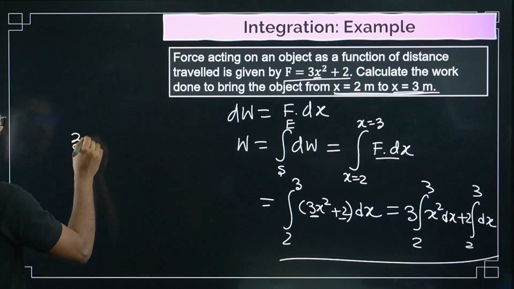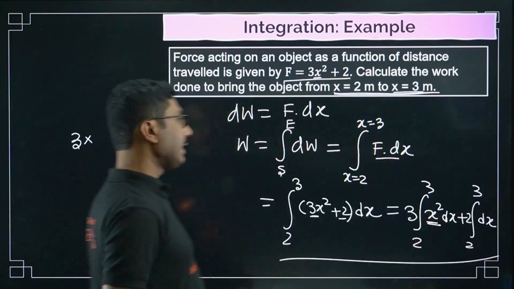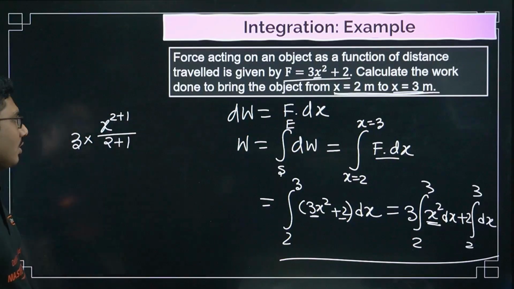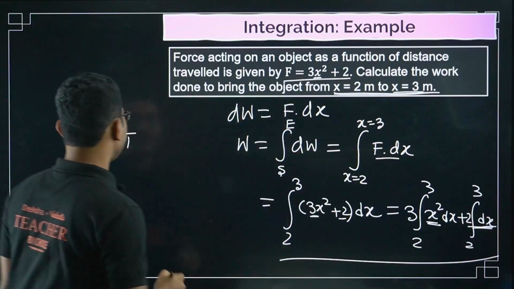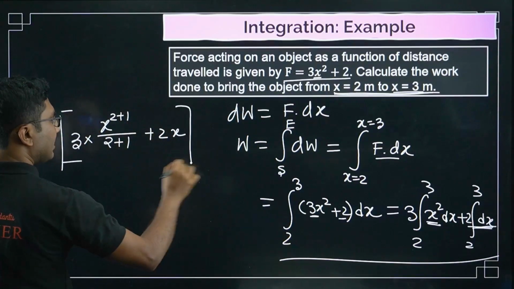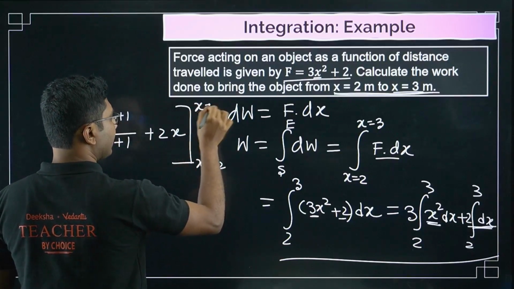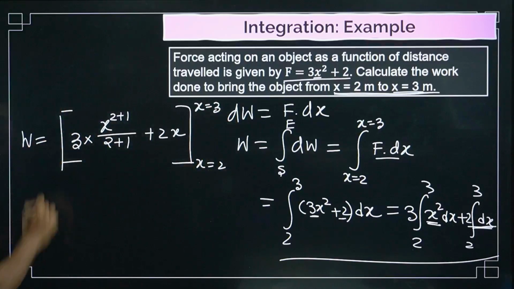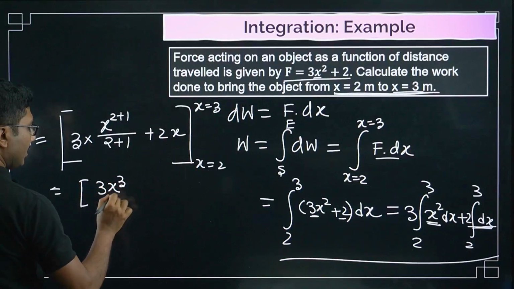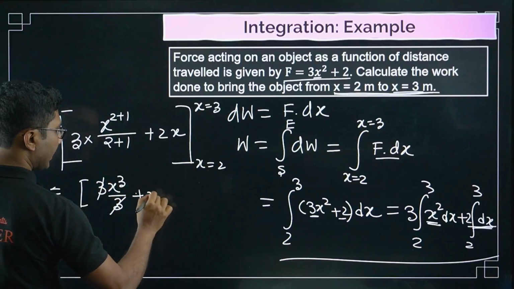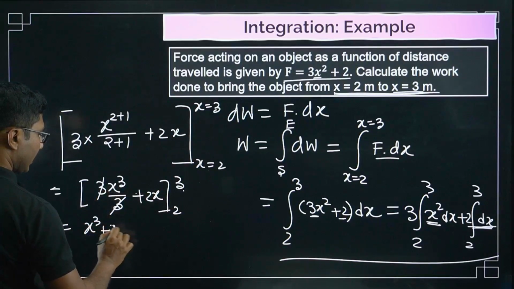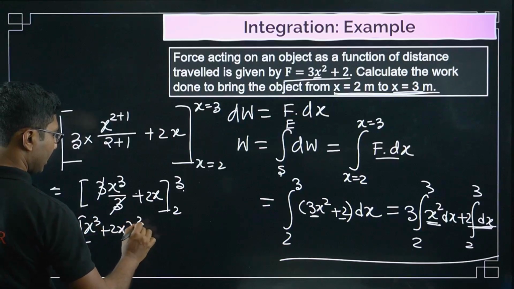So 3 into, what is the integration of x square? Integration of x square is x to the power 2 plus 1 divided by 2 plus 1. And the integration of dx is nothing but 2 into x. The limit is x equals 2 to x equals 3. So this is the value of the work done. Now simplify this a little bit. 3x cube by 3, the 3 cancels, plus 2x, from 2 to 3, that is x cube plus 2x from 2 to 3.